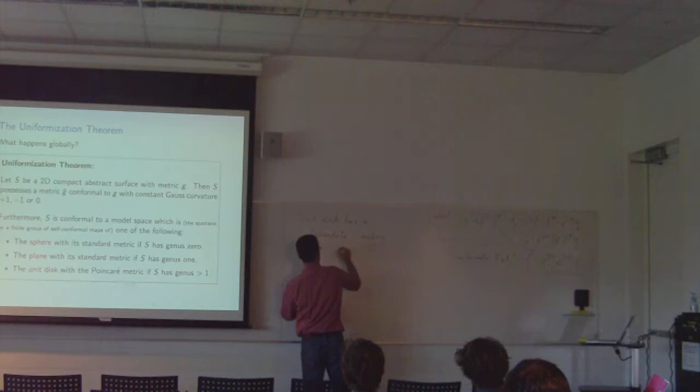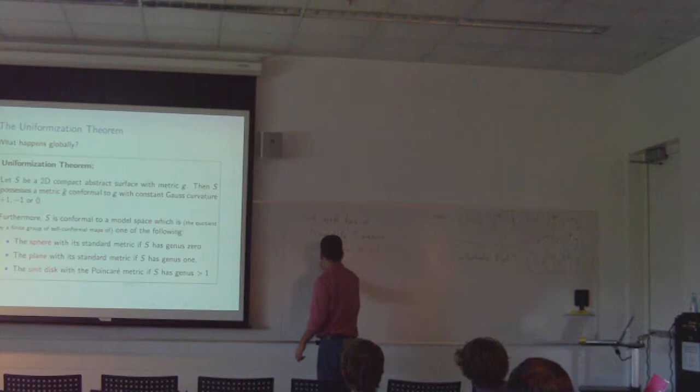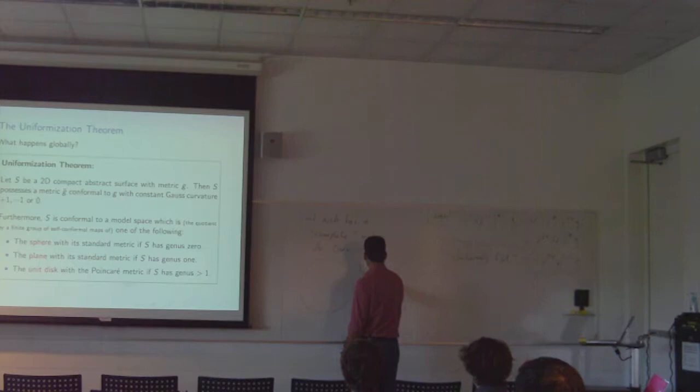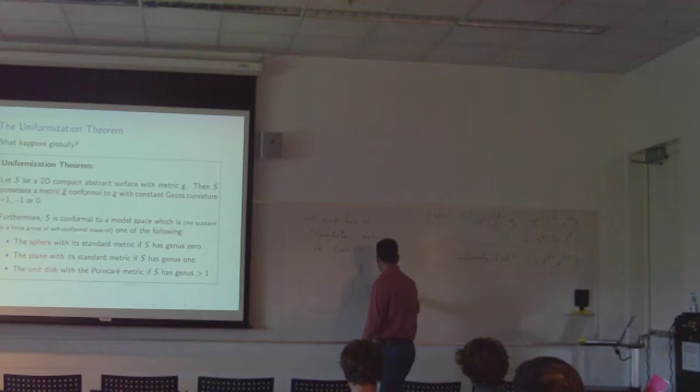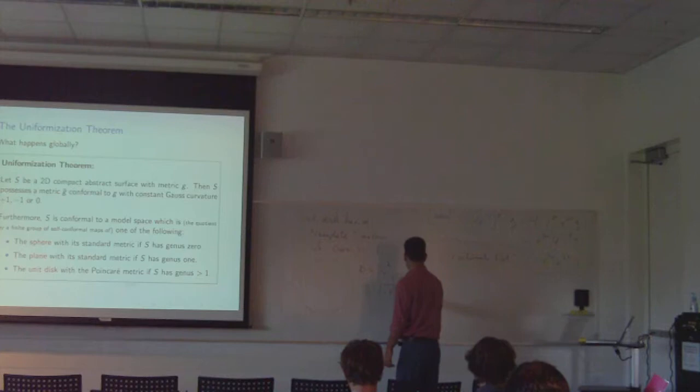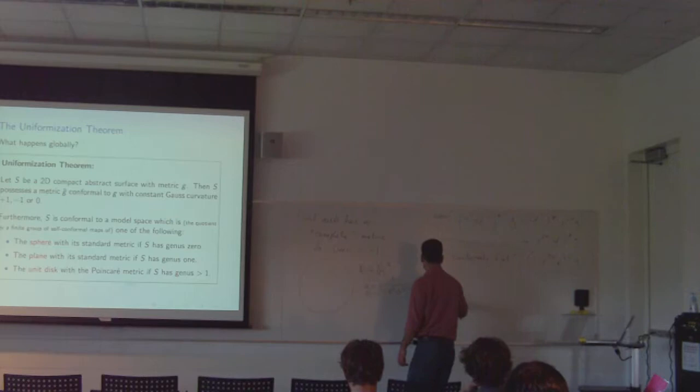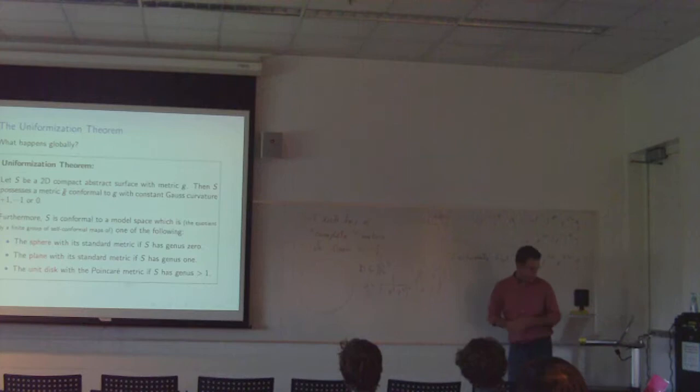So here's the unit disk, right? So this is D sitting inside R2, let's say. And the metric on it is 1 over (1 minus x squared minus y squared), quantity squared, times the identity matrix, dx squared, multiplied by (1, 0, 0, 1). There's your metric.